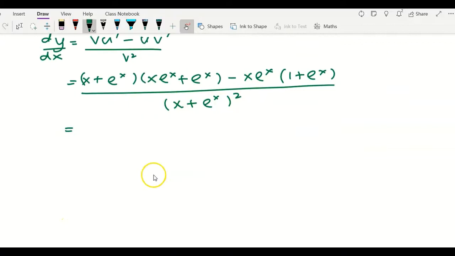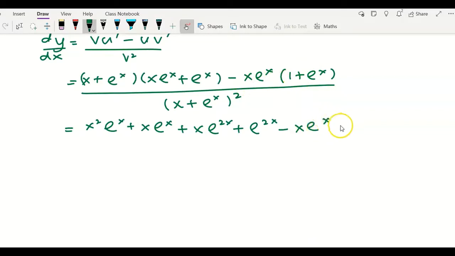And now I'm going to expand this. I can simplify. When x multiplied by x, I got x squared e^x. And x multiplied by e^x, I have x e^x. And this one you have x e^2x, because e^x multiplied by e^x, you get e^x squared, which is equivalent to e power of 2x. Alright, minus, expand the second term, you have the x e^x minus x e^2x.